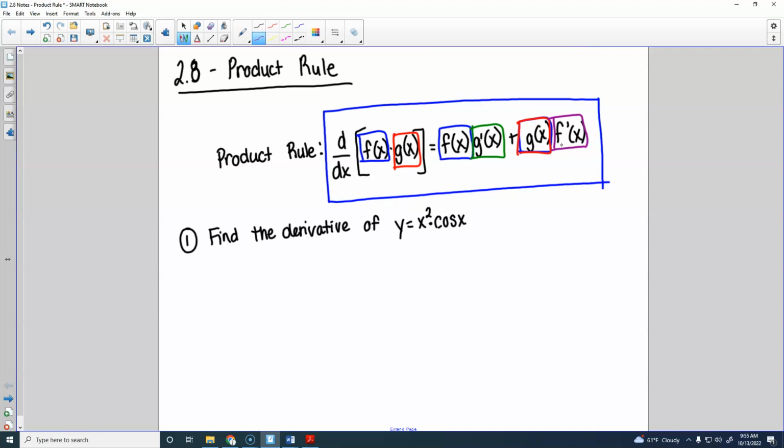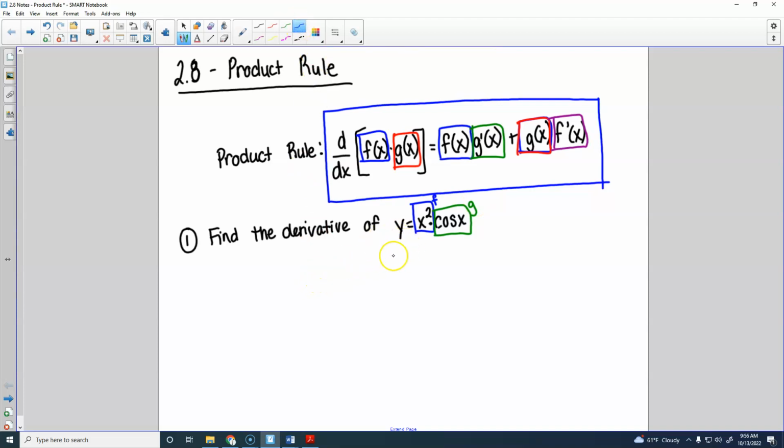Okay? So what we'll be doing is we'll be using this to take the derivative of problems like number 1 here. You cannot just say this is 2x times negative cosine or something like that. You can't just take the derivative of those two side by side. You have to use the product rule for this. So we would let this part right here be our f and this part right here be our g.